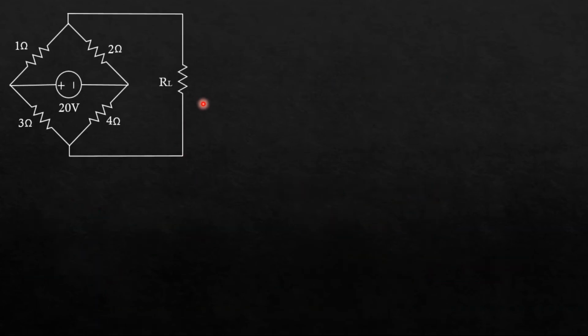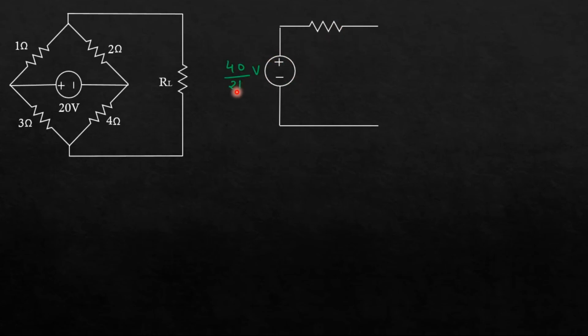Now the question was, what is the value of RL so that the maximum power is transferred to this load? So according to maximum power transfer theorem, the value of RL should be equal to the Thevenin's resistance. Now the Thevenin's equivalent of this circuit will be a voltage source in series with a Thevenin's resistance. And the value of Thevenin's voltage is 40 by 21 and the value of Thevenin's resistance is 50 by 21. And the value of load resistance should be 50 by 21, which is equal to the Thevenin's resistance in order to transfer maximum power to this load. That is according to the maximum power transfer theorem.